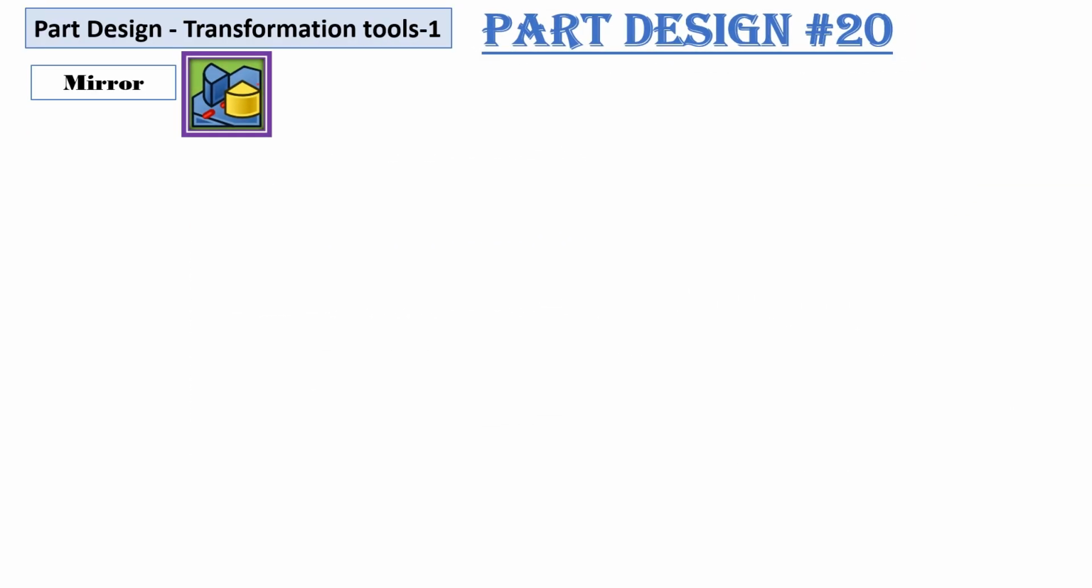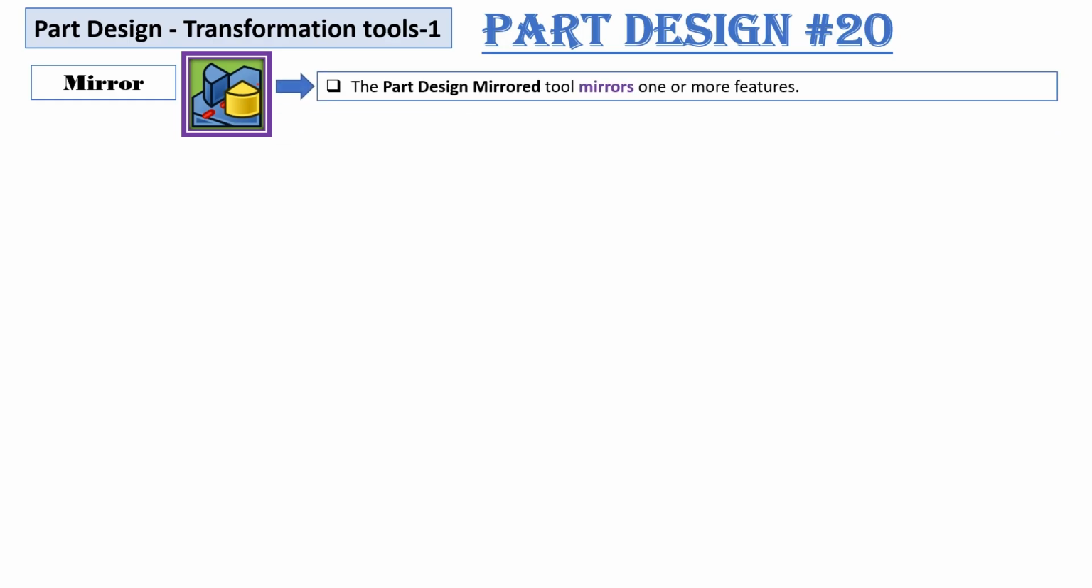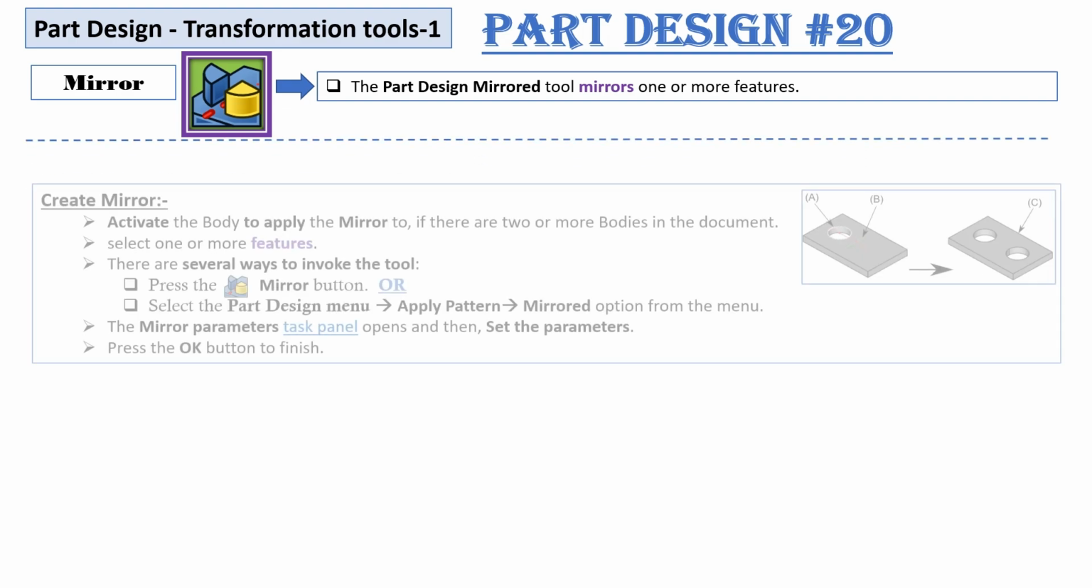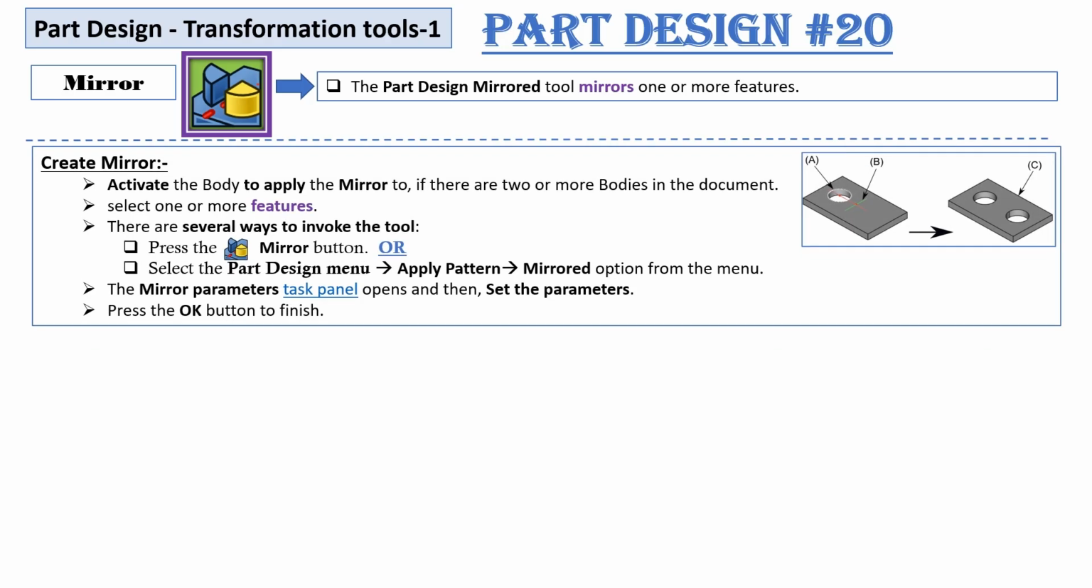This part design transformation tool is called Mirror. The part design mirror tool mirrors one or more features. It is used to mirror one or more features about the axis or the plane. Here you find the several ways to invoke the part design mirror tool and the steps to apply the mirror tool.